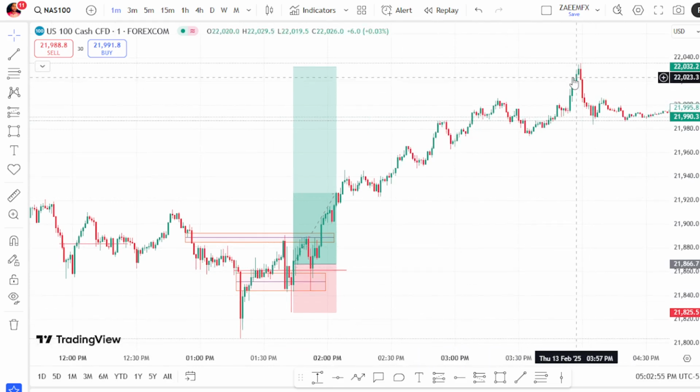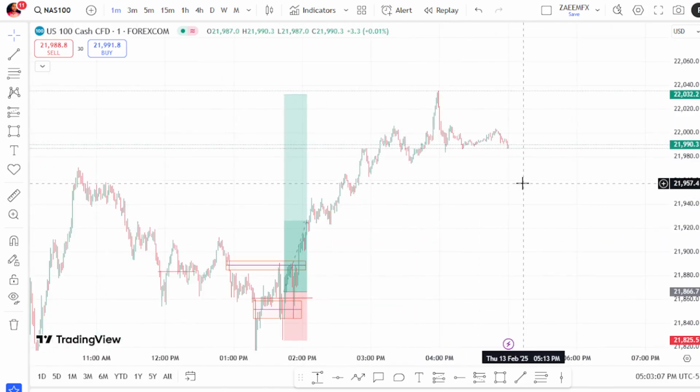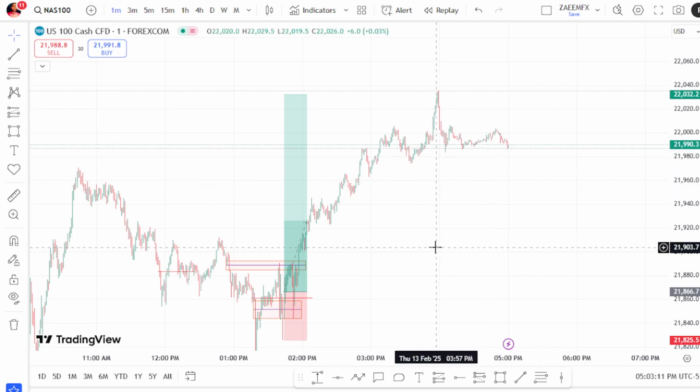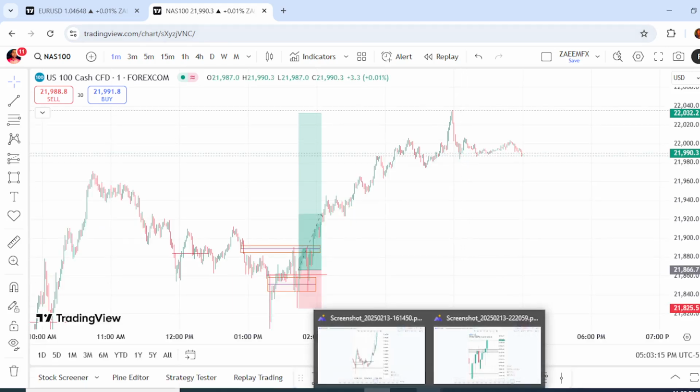So I just close at this high exactly. This is where I close the position, and price continued to reverse. So that is it. So let me show you this afternoon price action.